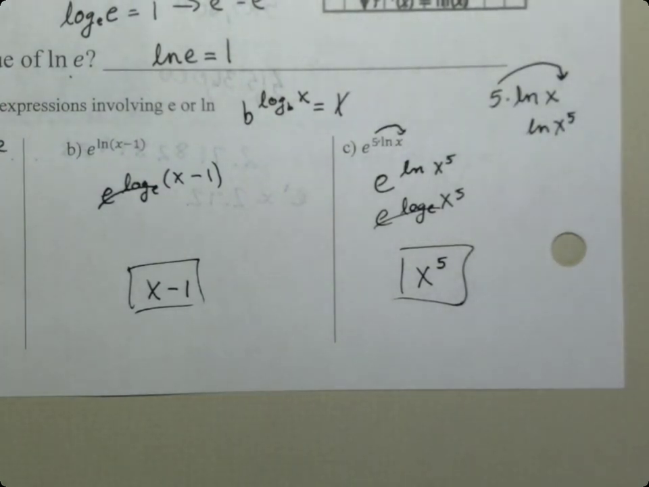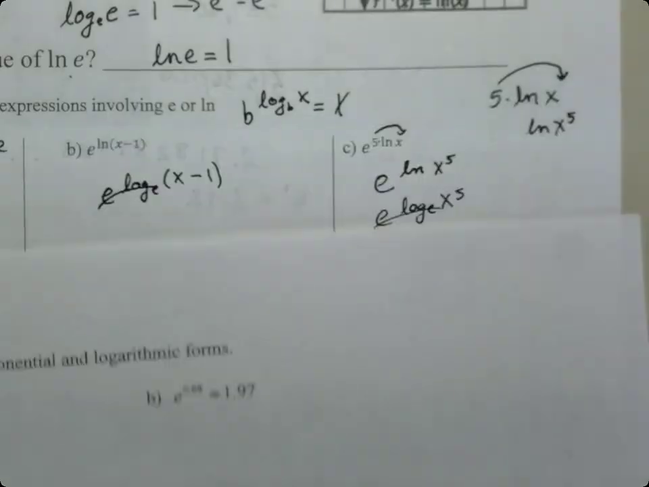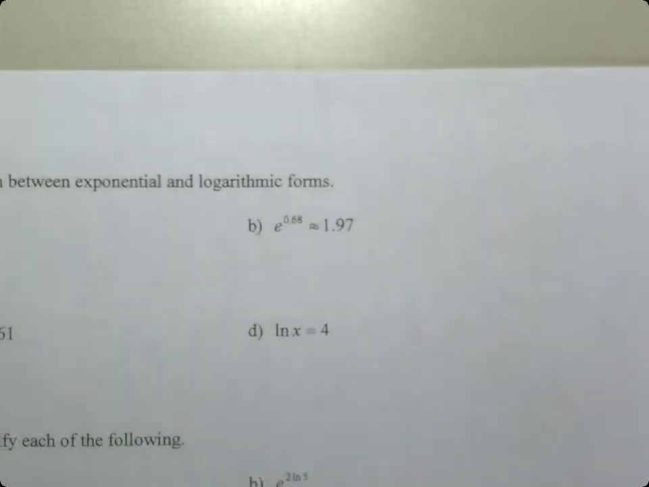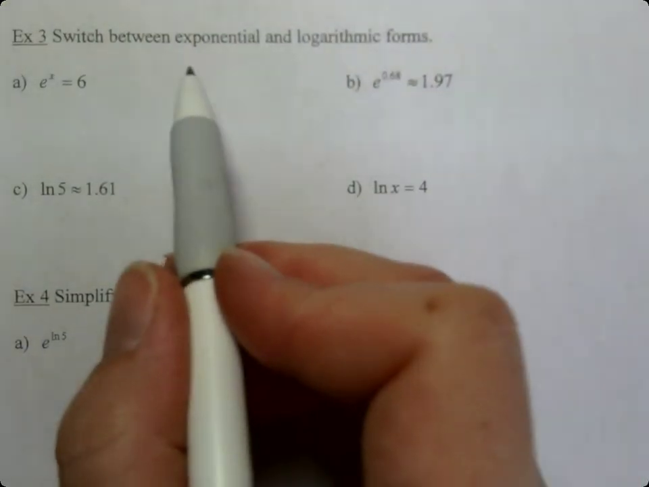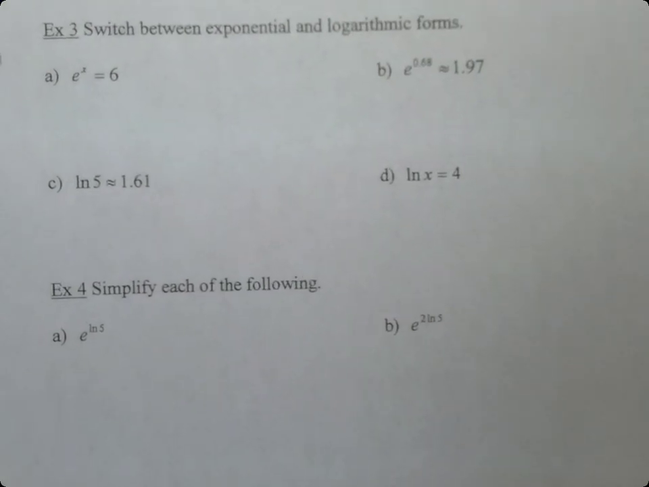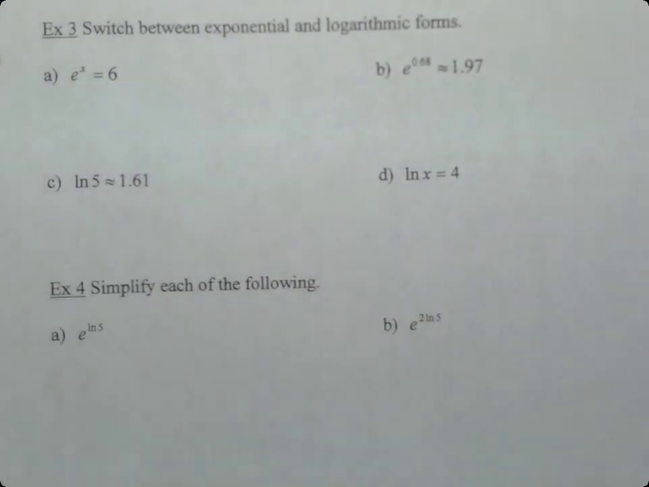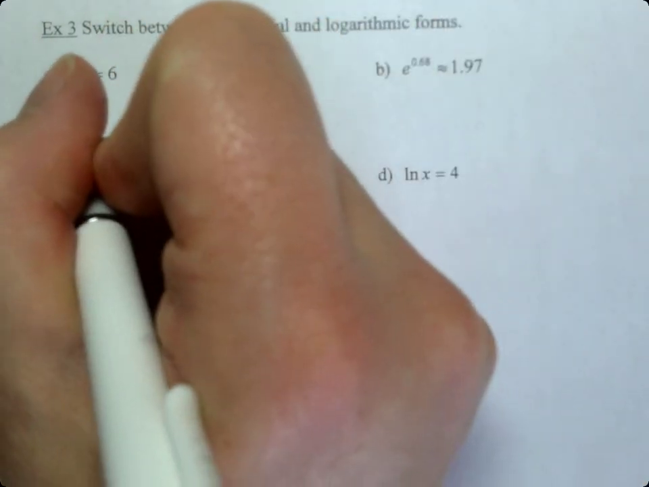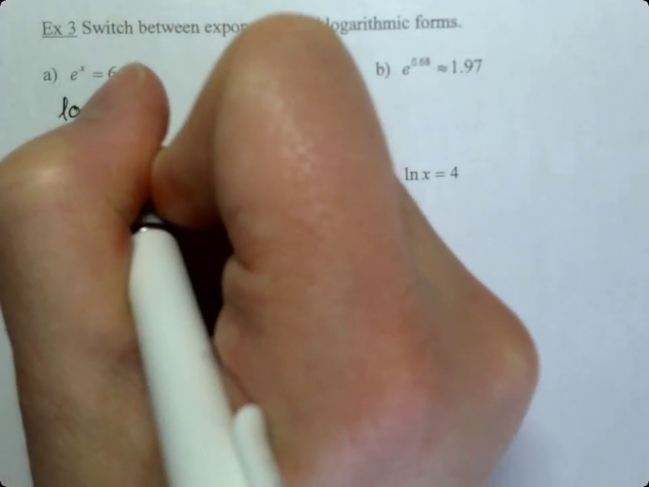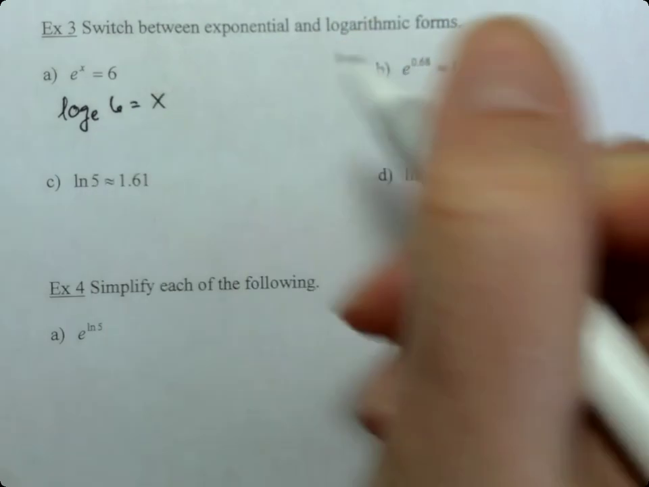Okay, next. We have some more examples. So we need to switch between exponential and logarithmic form. Notice this has an e there. So what are we going to use? Instead of log, we're going to use what? Yeah. So if you really wanted to, you could write this as log base e of 6 equals x. I'm using the same rules.